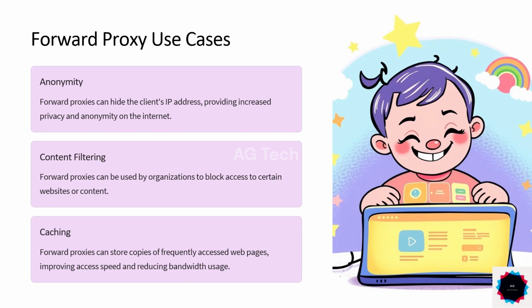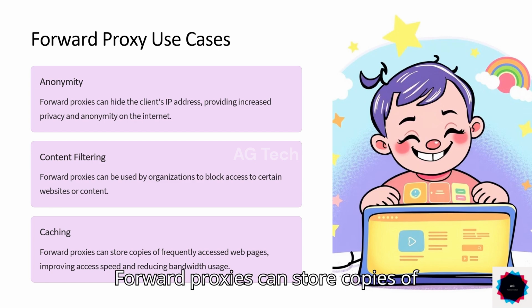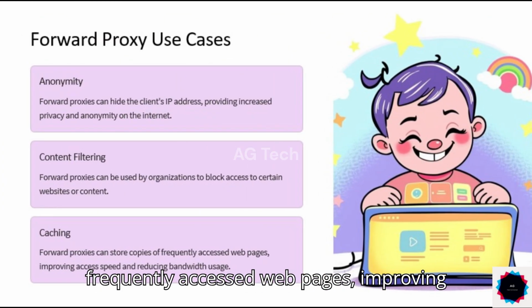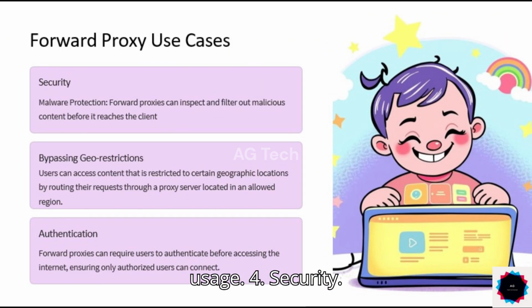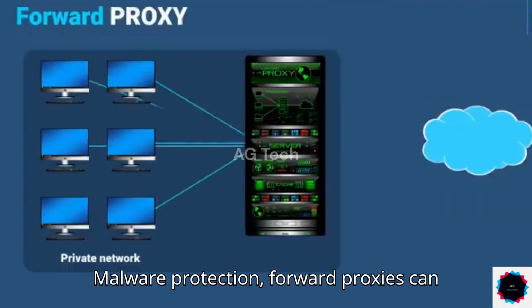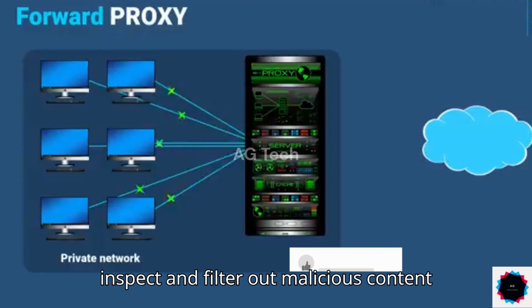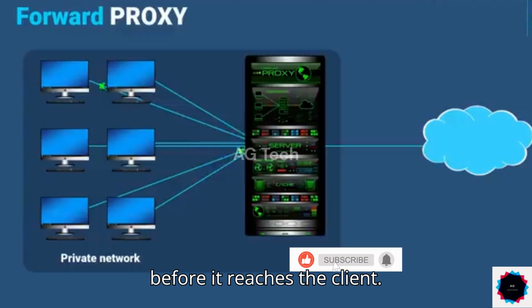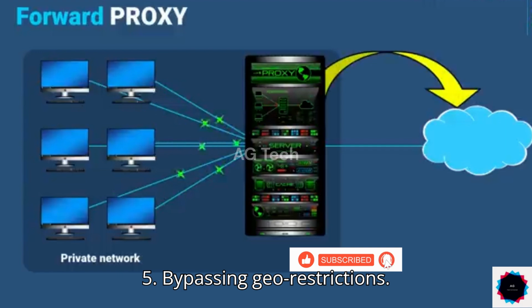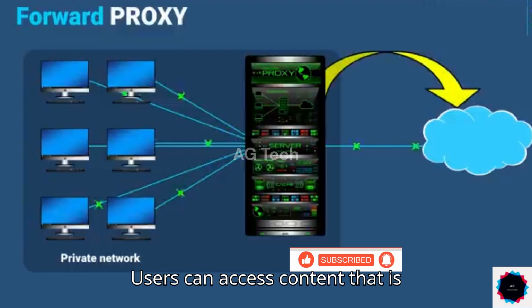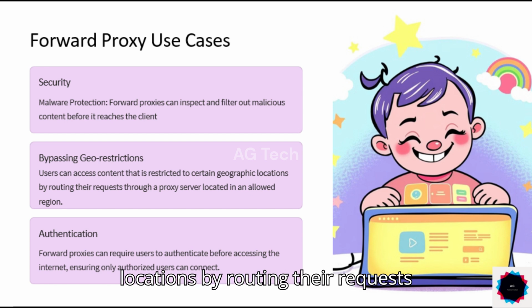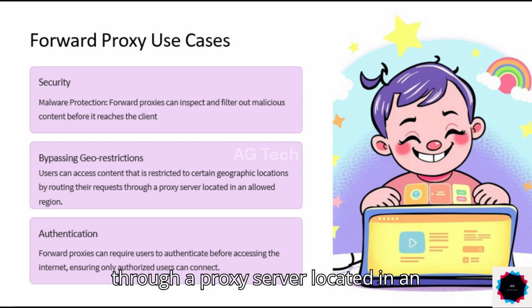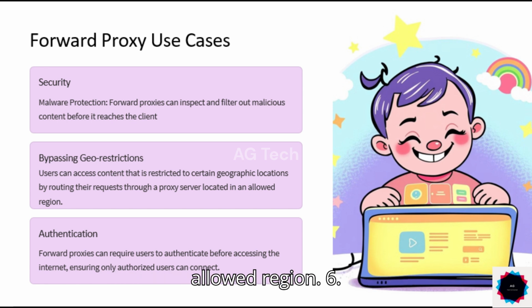3. Caching. Forward proxies can store copies of frequently accessed web pages, improving access speed and reducing bandwidth usage. 4. Security. Malware protection. Forward proxies can inspect and filter out malicious content before it reaches the client. 5. Bypassing geo-restrictions. Users can access content that is restricted to certain geographic locations by routing their requests through a proxy server located in an allowed region.